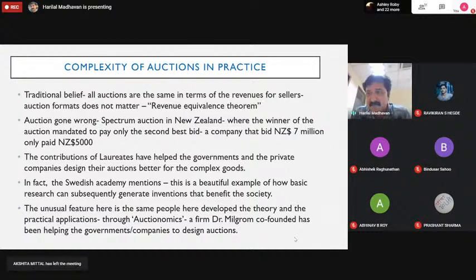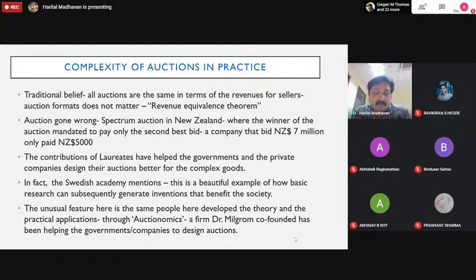There is a first best bid where you actually pay your own bidding price. But here the method was different. In that sense, if he had to pay his own bid, he would have paid around 7 million, right? But since the second best was paid, he actually paid only $5,000. This created a huge problem for the exchequer of New Zealand. So we have seen that in some cases, auctions also go wrong. That's why we need to really think about what kind of formats we are using for different types of auctions, right?